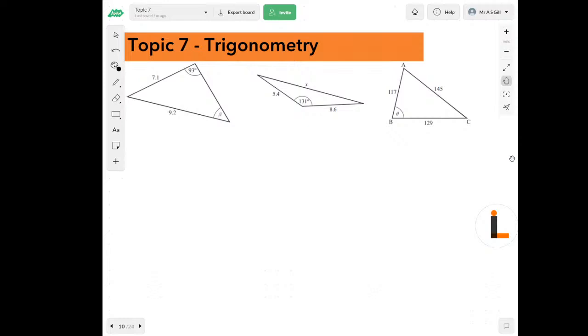I'm just going to write these answers up as well. Not the full solutions, just the answers. And then I will go through the solutions in just a moment. These are unrounded.